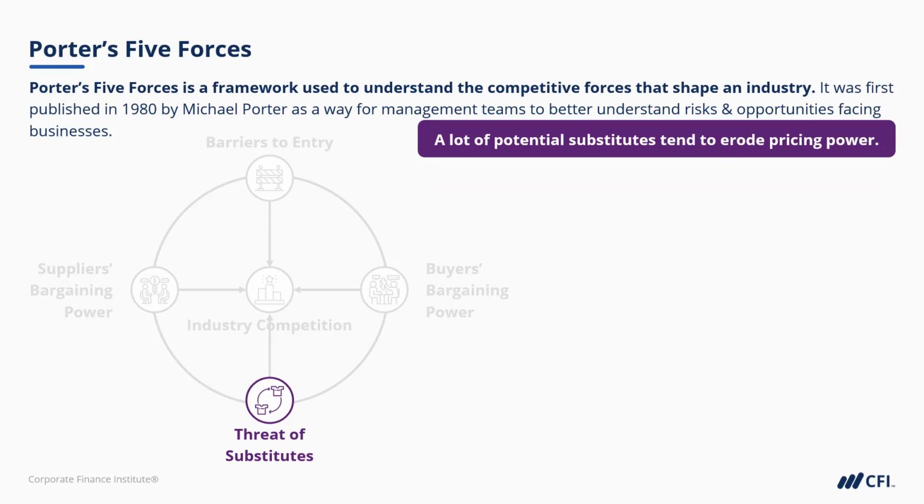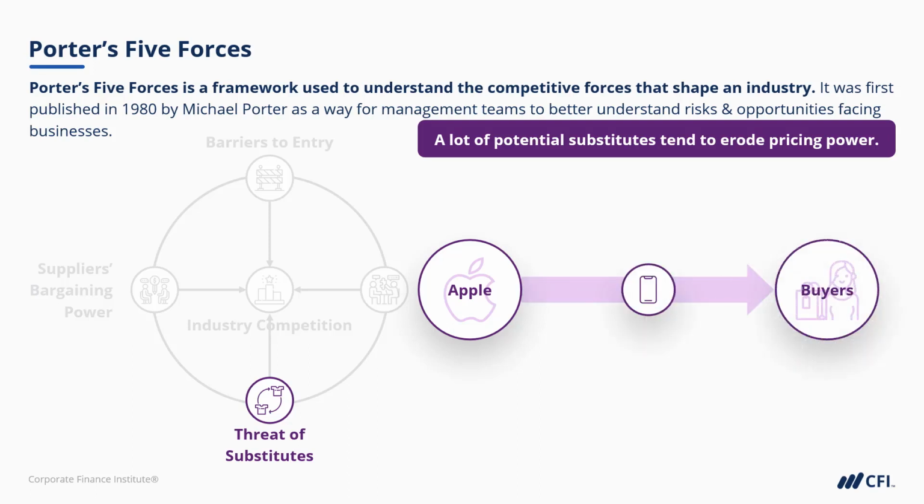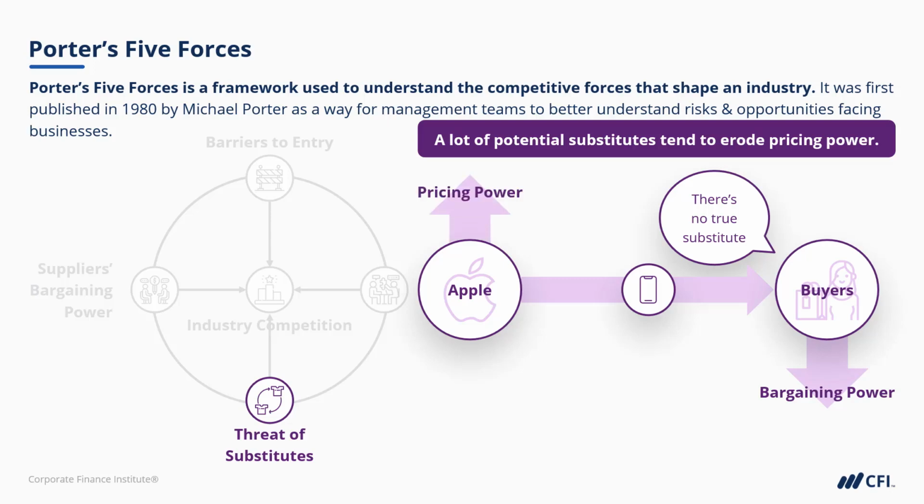An interesting example would be Apple. There are lots of other technology companies, producers of mobile phones and tablets, laptops, and so on. But most Apple users would argue that there really aren't any true substitutes, and that it's one of a kind. As a result, this reduces buyer bargaining power and increases pricing power for Apple.